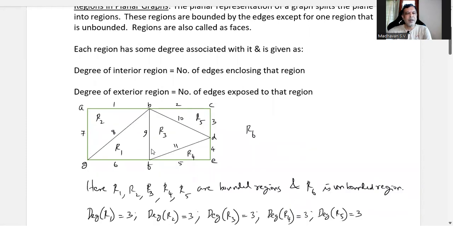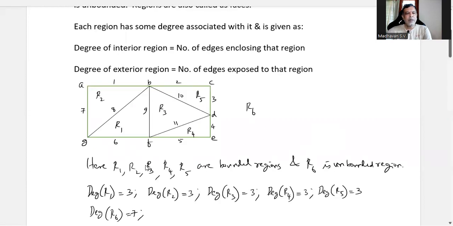So here in this graph, we may notice there are vertices A, B, C, D, E, F, G. These are the vertices, and edges 1, 2, 3, 4, 5, 6, 7, 8, 9, 10, and 11. And we may notice the regions are R1, which is this, then R2, which is this, R3, this one is R4, and this one is R5, and the outside, this is R6. So here R1, R2, R3, R4, and R5 are all bounded regions, and R6 is an unbounded region.